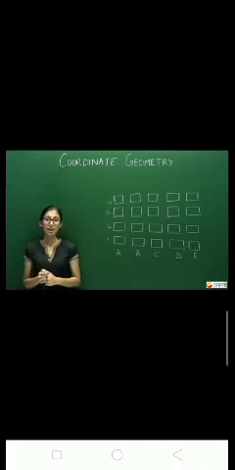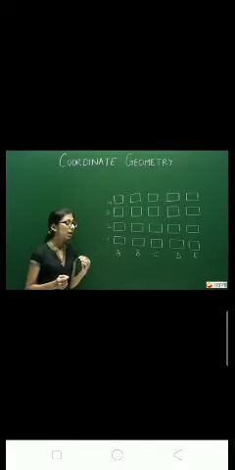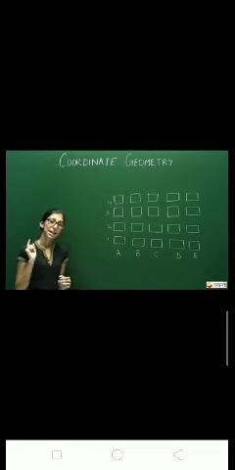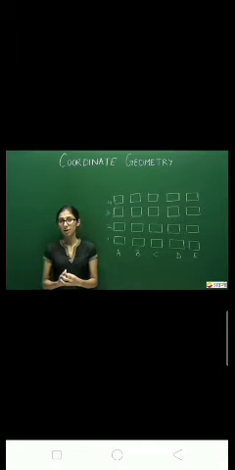of coordinate geometry in your daily life. I'll give you one such example. Let's say this is your classroom in which students sit in these 5 rows, that is from row A to row E. And in each row, there are 4 benches. Now, if I have to find out the exact location of a student, how will I do that?